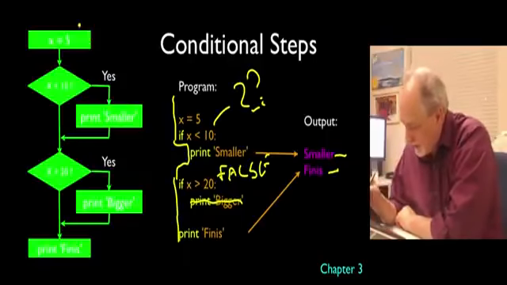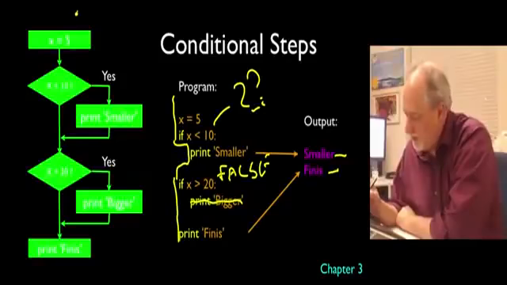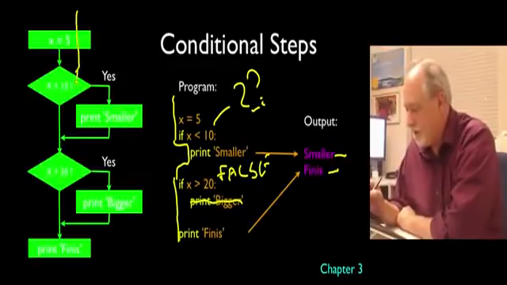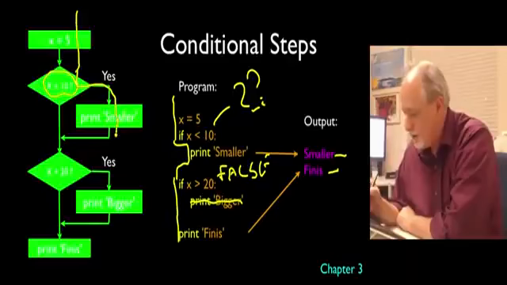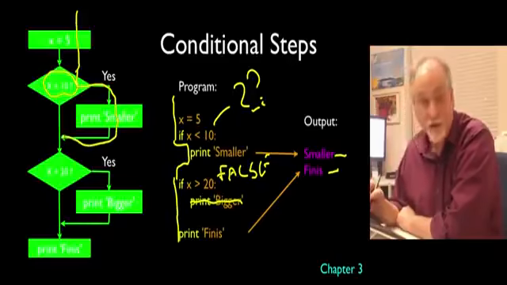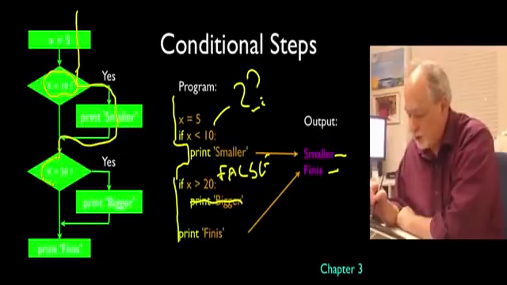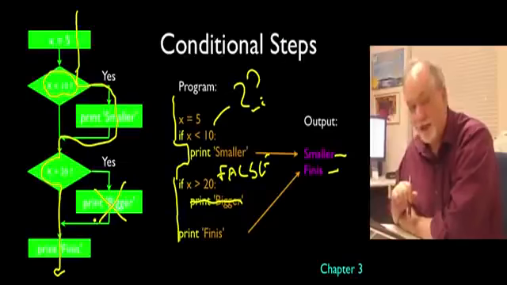Now, here we can take a look at it in the picture diagram. We run x equals 5. We ask a question. It doesn't hurt x to ask the question. Is x less than 10? The answer is yes, so we drive down this little path. We print smaller, and then we rejoin the freeway. Is x greater than 20? No, so we skip and we continue. So this never gets executed.